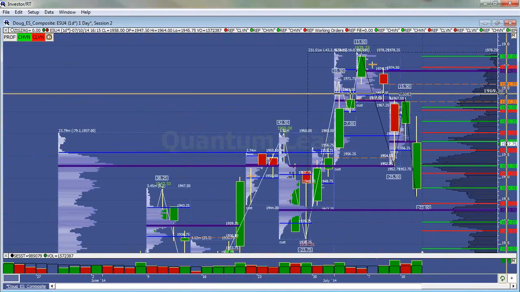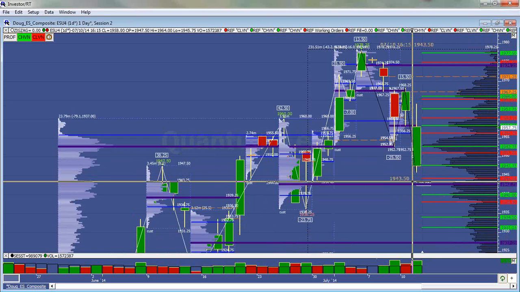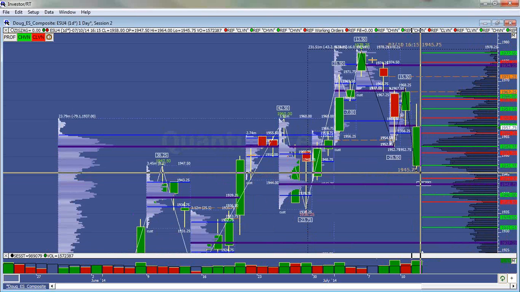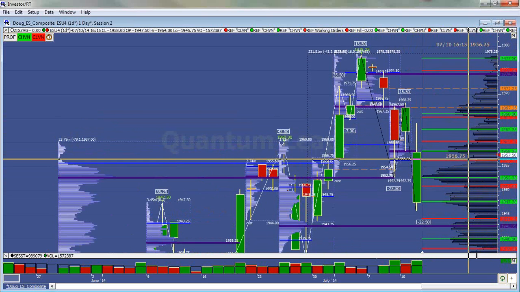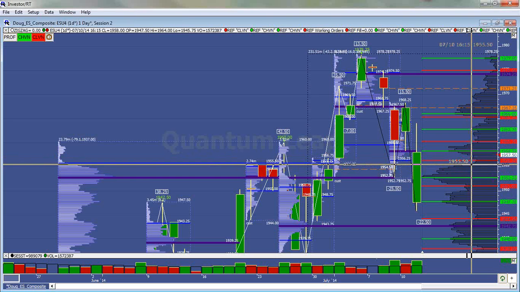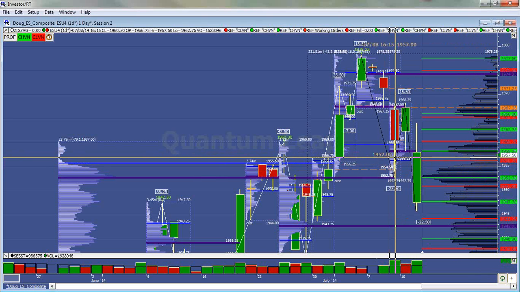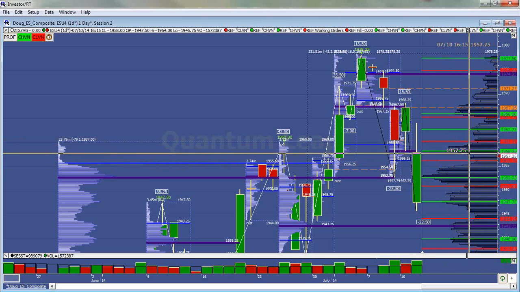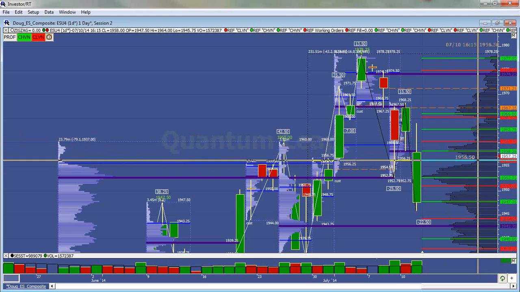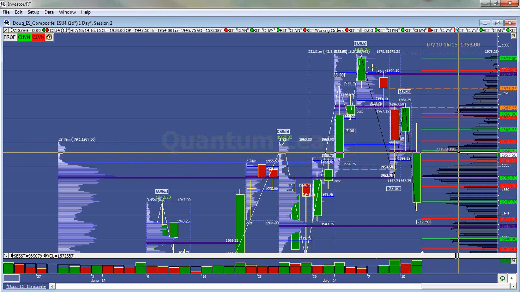So far, right now, we've taken back all that move down in the Globex, and we've gotten back up above this key CLVN at 1956 and a quarter. We are now up and in this distribution between 1960 and a quarter and 1956 and a quarter, with balance around this 1958 and a quarter.